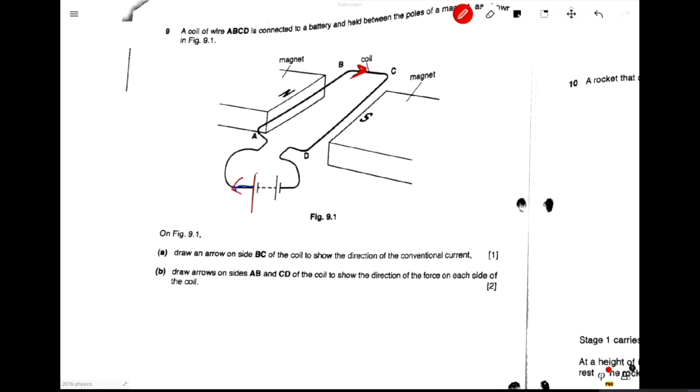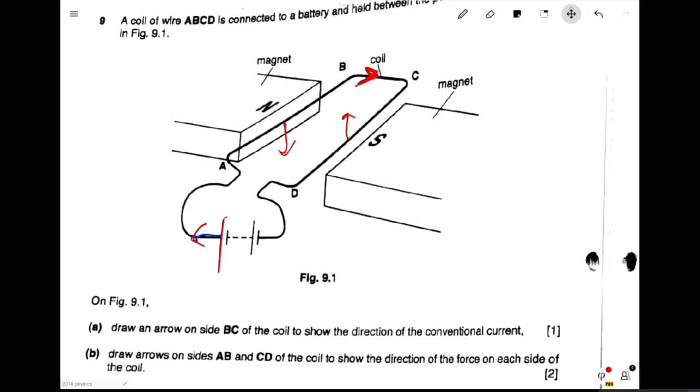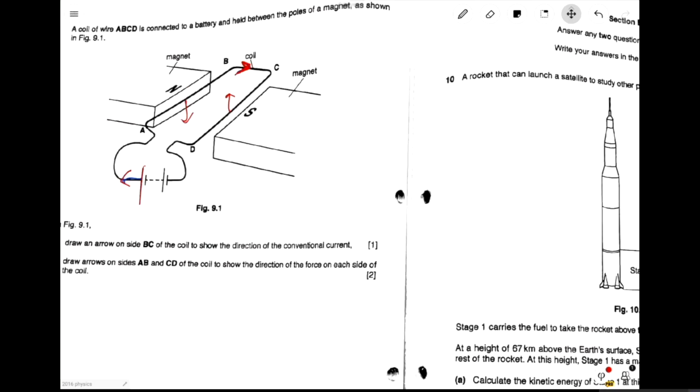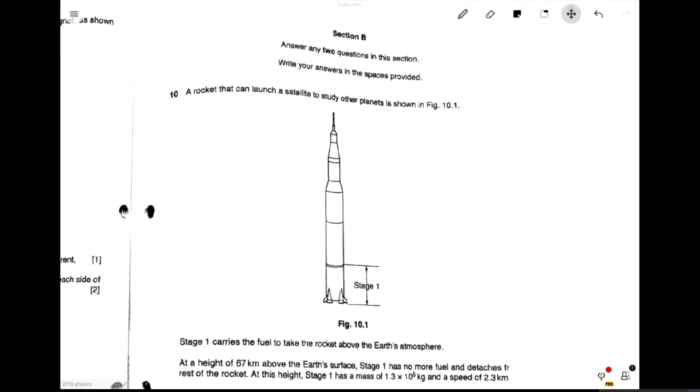Draw an arrow to show the direction of the force. Now you've got to use the right hand rule, right? Here is downwards, and this one is upwards. So because of this, it will turn. Okay, that's 3 marks. You've got to go and figure out the left hand, right hand. I can't draw a hand here, I can't show you here, but you go and figure it out. Next, this one can? 3 marks. Never mind. Okay, so answer any 2 questions.